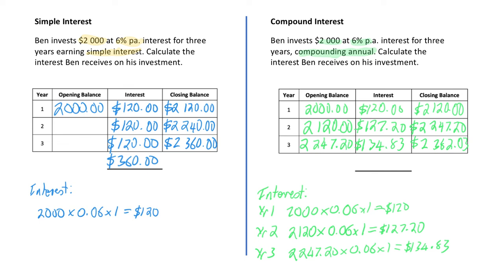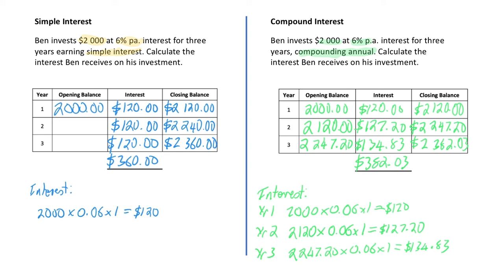then it's increasing to $127.20, then increasing to $134.83. So over the 3 years, Ben is actually earning $382.03 interest, compared to the $360 interest if he was investing using simple interest. So we can see that the compound interest amount is higher, and it is always going to be higher than if we did the same calculation using simple interest. So here it's $22.03 higher, and that is because that interest amount each year is then being added to the principal, and the principal is updated. So we are earning interest on interest each year, or each time it is compounding.